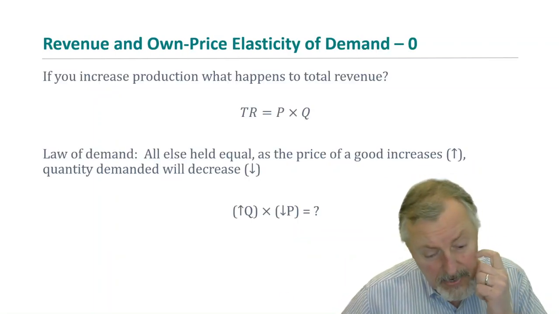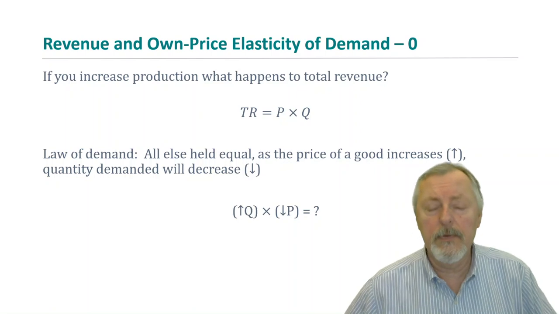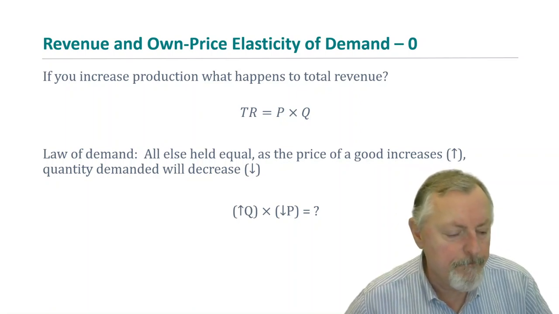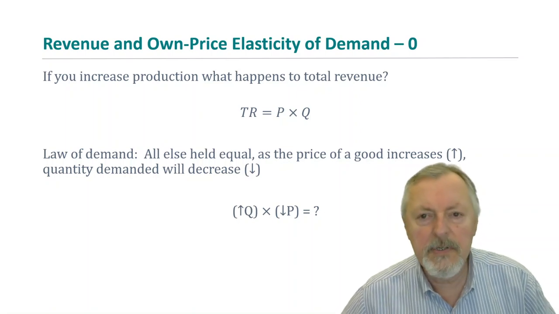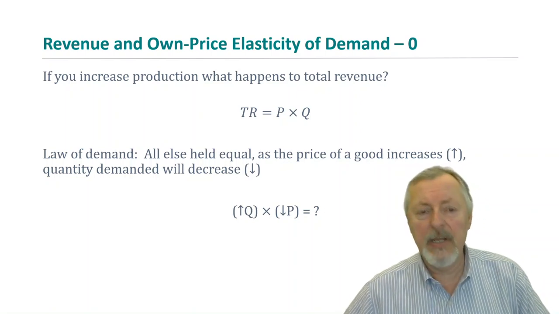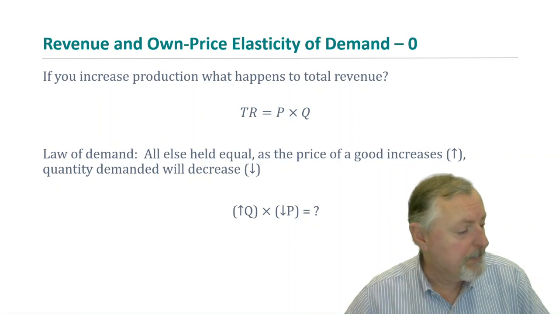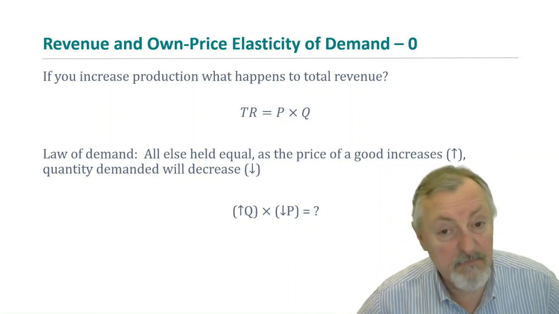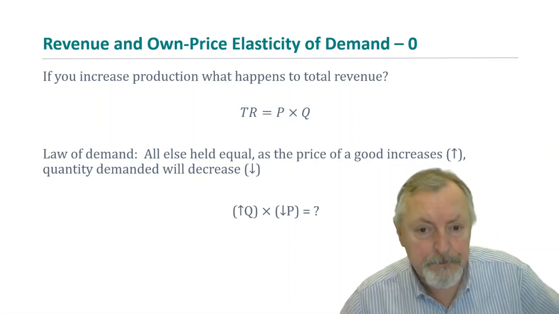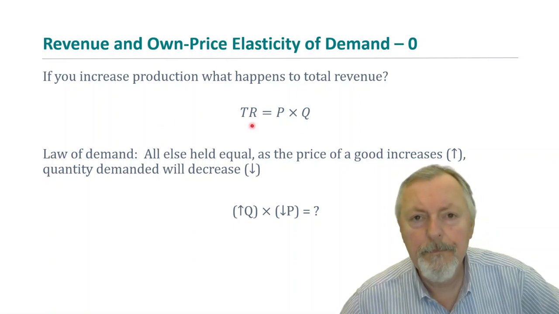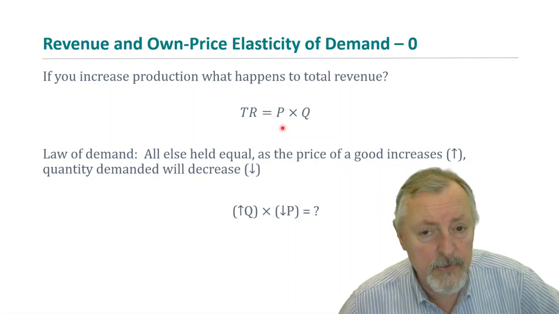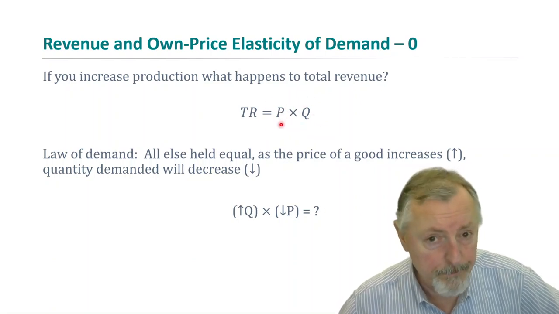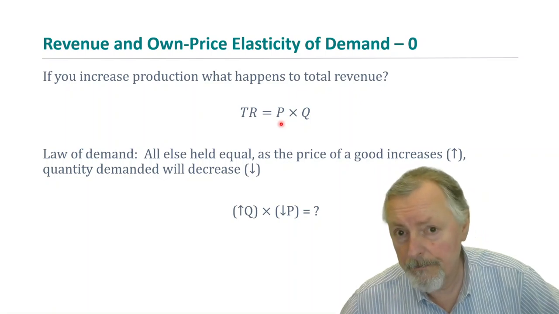Okay, now, one important application of price elasticity is production decisions. If you decide to produce more, to increase output from your company, what happens to total revenue? Well, the answer is it depends. Here, total revenue, the total amount of money coming in, is the quantity you sell times the price you get for each of them. Pretty straightforward.